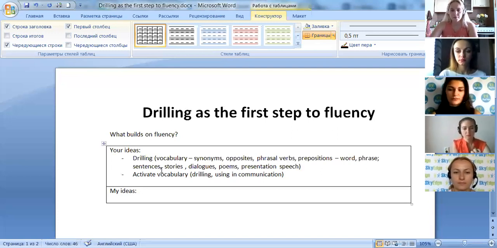Okay, let's go on. Okay, activate vocabulary. I like this thing. Really then using it in communication. There's one more aspect of activating vocabulary.